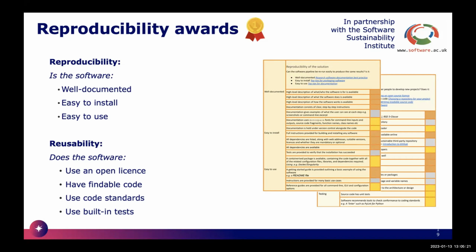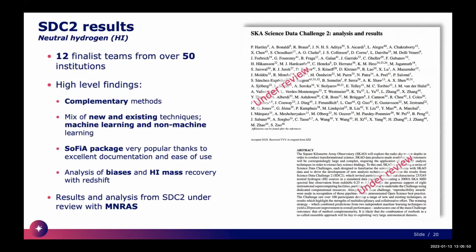And we had 3 levels of award, recognizing that it takes a lot of time sometimes to make your methods fully reproducible. So we had 3 levels: bronze, silver, and gold. And we're happy to report that half of our teams submitted their methods for reproducibility awards and achieved the awards, which was really nice to see.